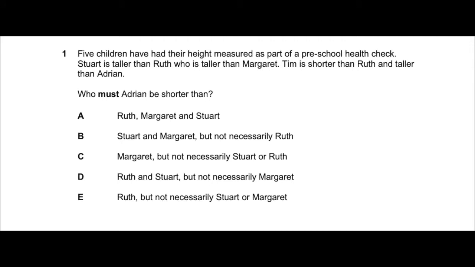Furthermore, the first equation tells us that Stuart is taller than Ruth and therefore must also be taller than Adrian. The equations state that Margaret and Adrian are both shorter than Ruth, but from the information given we have no way of knowing how tall they are relative to each other. Therefore the correct answer is D, because we do not know if Adrian is shorter than Margaret, eliminating options A, B and C, and we know that Adrian must be shorter than Ruth, Tim and Stuart, eliminating option E.